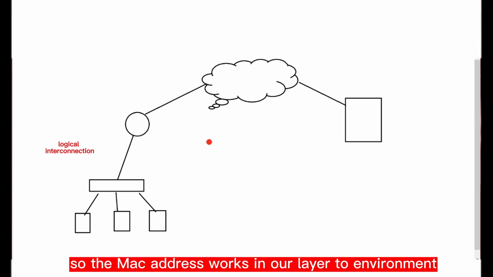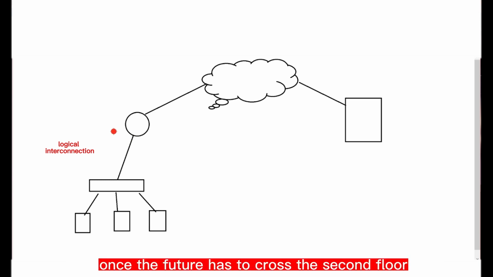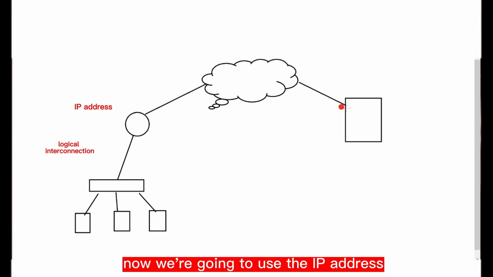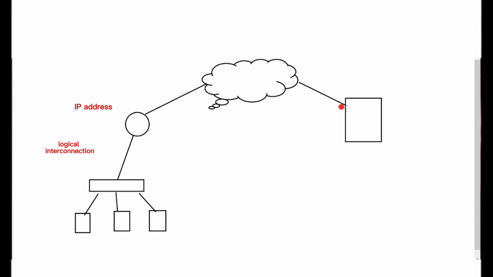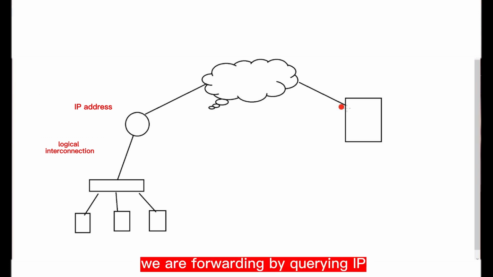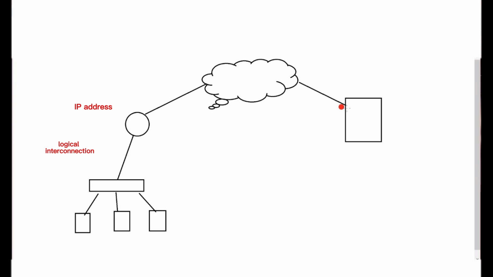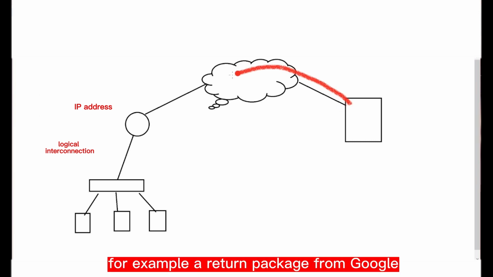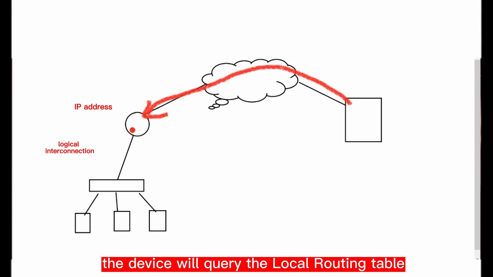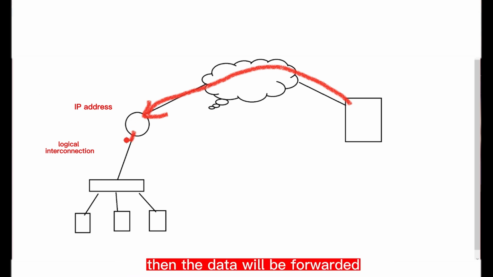So the MAC address works in our layer 2 environment. Once we have to cross the second layer, we have to jump out of this logical link and can't use the MAC address. Now we're going to use the IP address, a new parameter. When data is forwarded, we forward by querying the IP from one device to another. For example, a return packet from Google back to this device: the device will query the local routing table, also called the IP address forwarding table, and then the data will be forwarded.